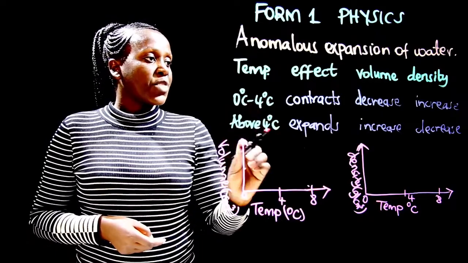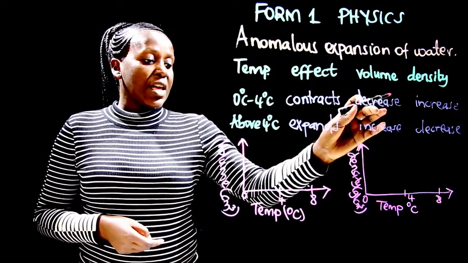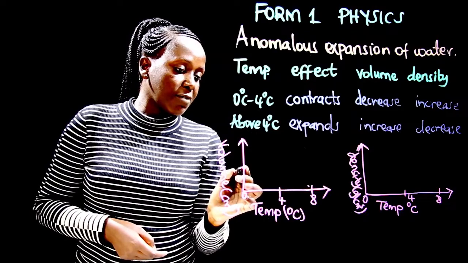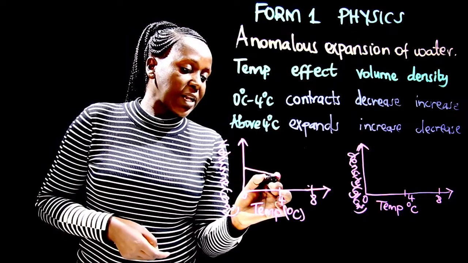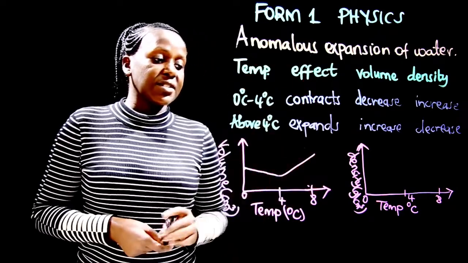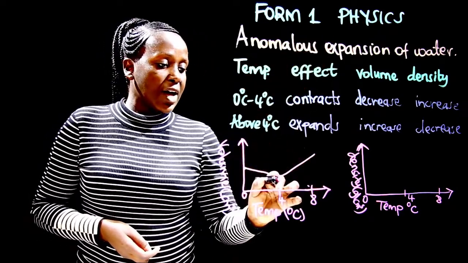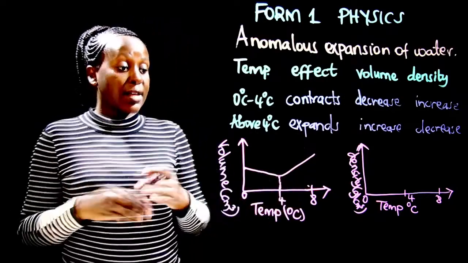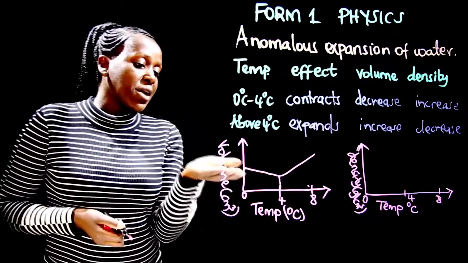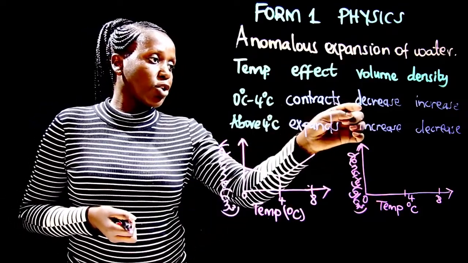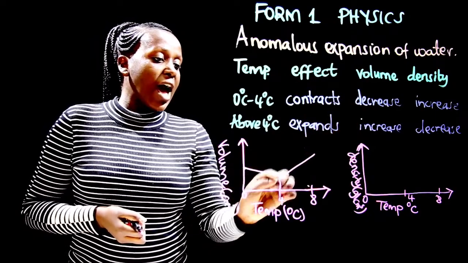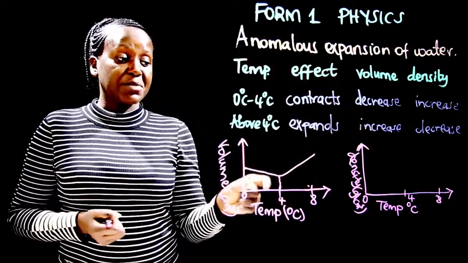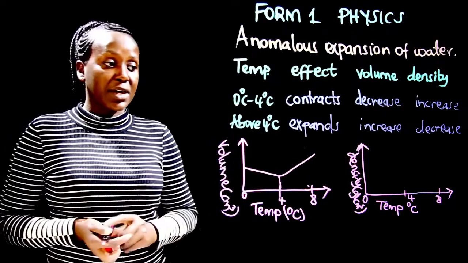So from 0 to 4, the volume decreases. When it gets to 4, it increases all the way. So at this particular temperature is where the anomalous expansion of water ceases to happen. It only happens from 0 to 4 degrees Celsius. The volume decreases, and then after 4 degrees Celsius, the volume increases. So I hope this table has made it easier for you to come up with a graph.